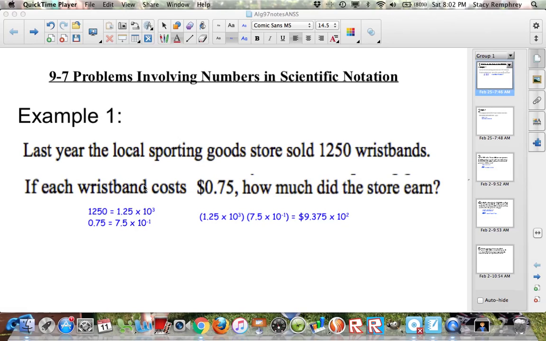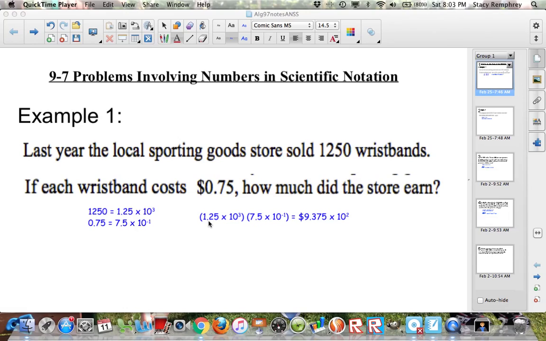So the first question says last year the local sporting goods store sold 1,250 wristbands. If each wristband cost 75 cents, how much did the store earn? So over here you'll see I changed 1,250 into scientific notation and 0.75 into scientific notation. Then I decided that I needed to multiply those to figure out how much they would cost. So 0.75 per wristband, I'm going to multiply those.